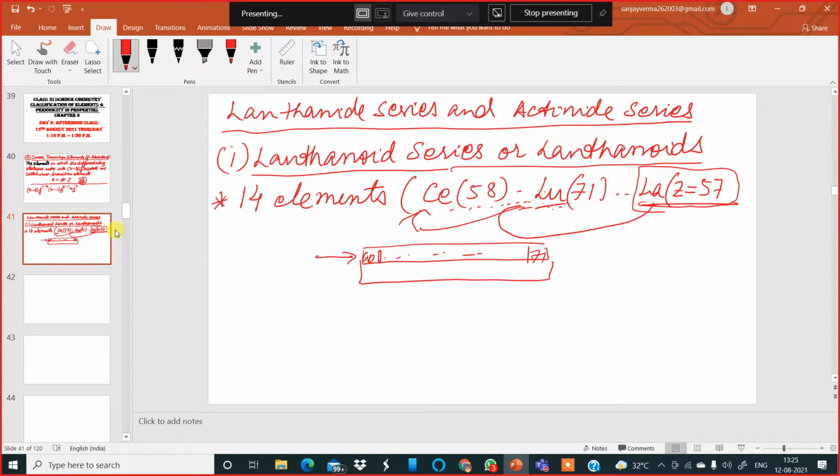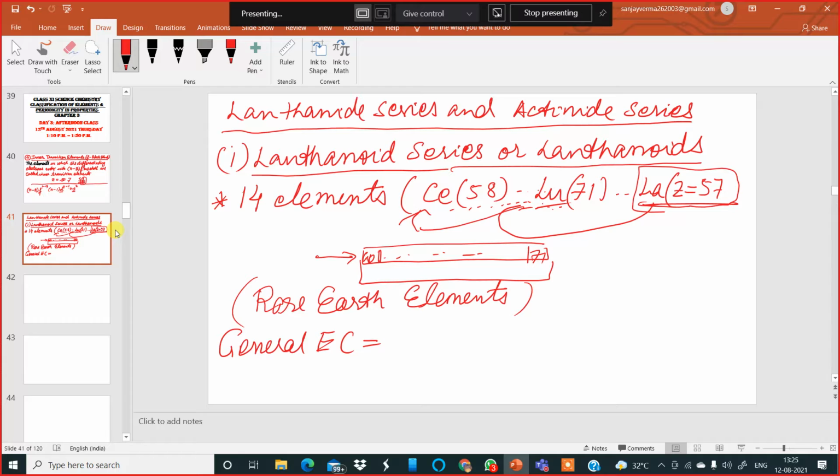Now the other name is, these lanthanoids are also known as rare earth elements. So remember this also. And the general electronic configuration of these lanthanoids is 4f. Remember, this 4 is n minus 2. That means the n value is 6.